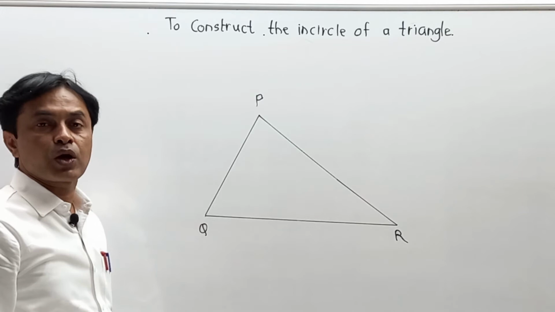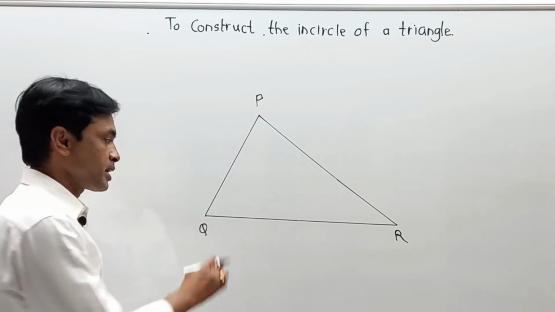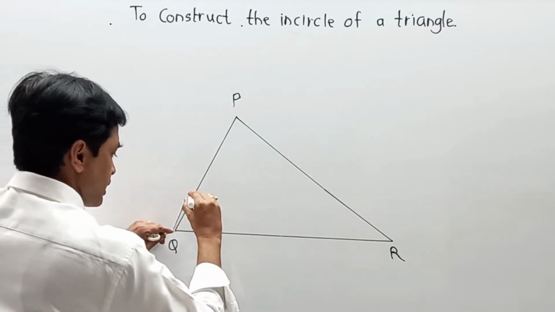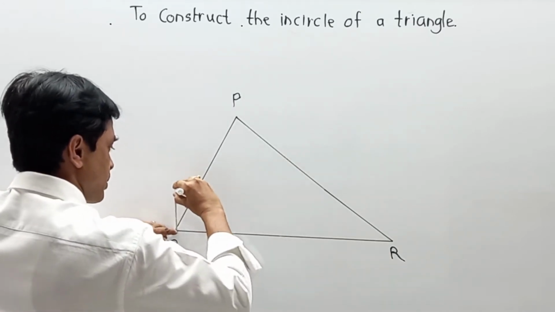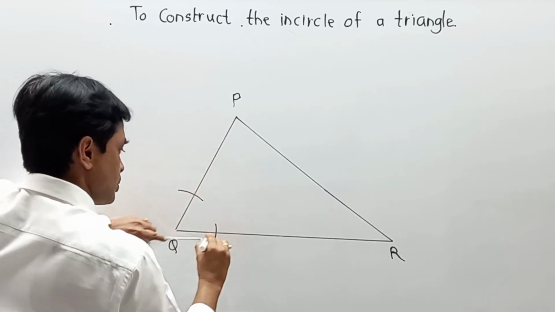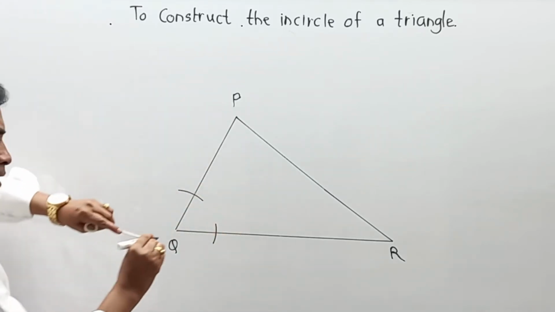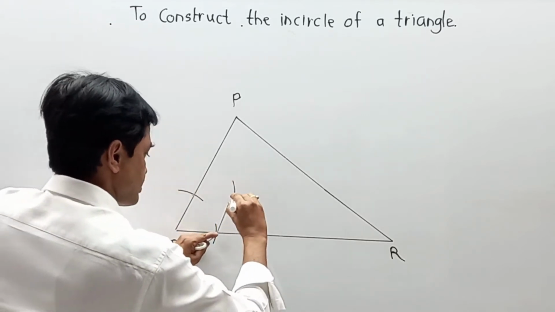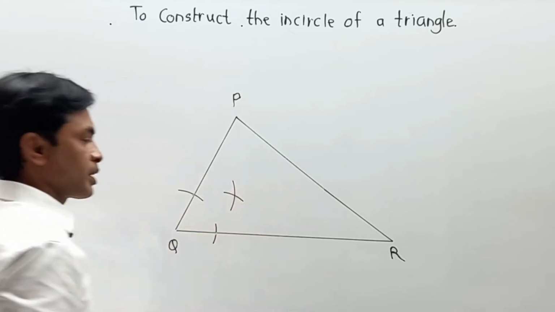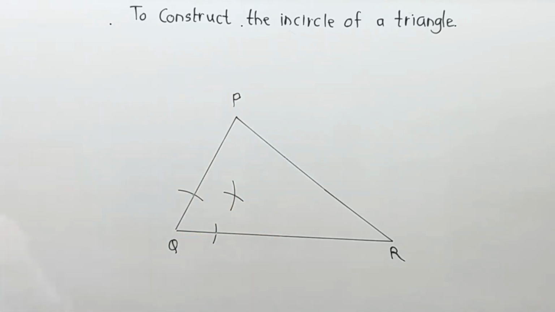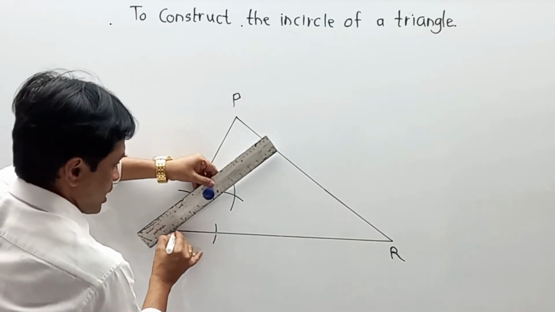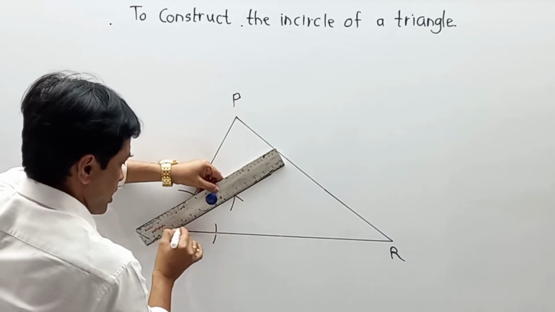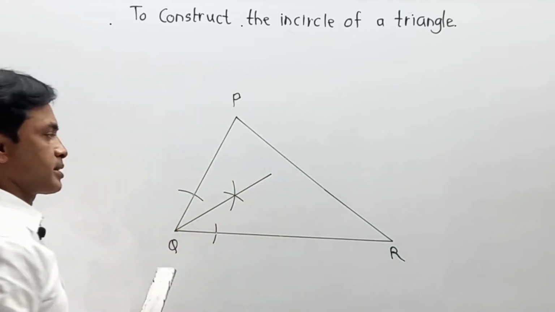In that case when you are going to draw the in circle, your first fundamental part is that you have to bisect any two angles. First here I have to take angle Q. First of all I am going to draw 2 marks over here, and next keeping the same distance I am going to make 2 marks over here. After that I am going to draw one ray over here. And this is my first angle bisector.